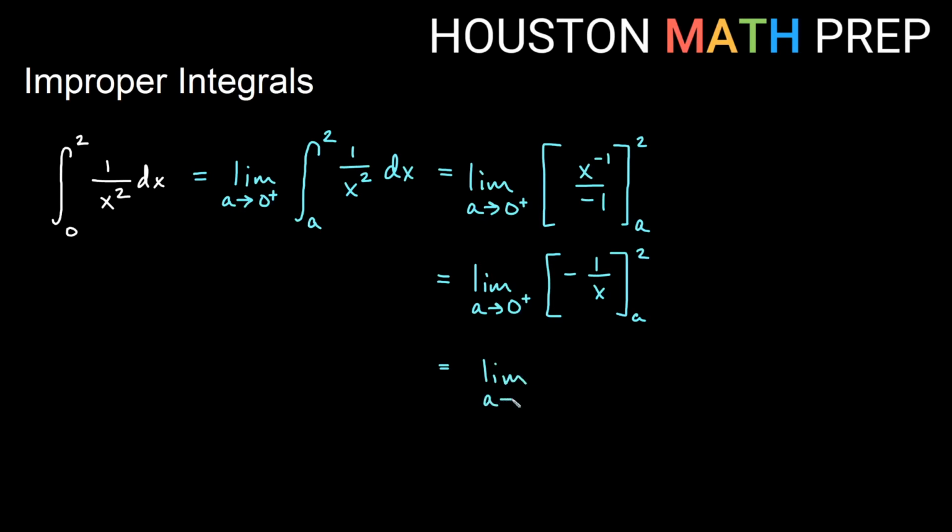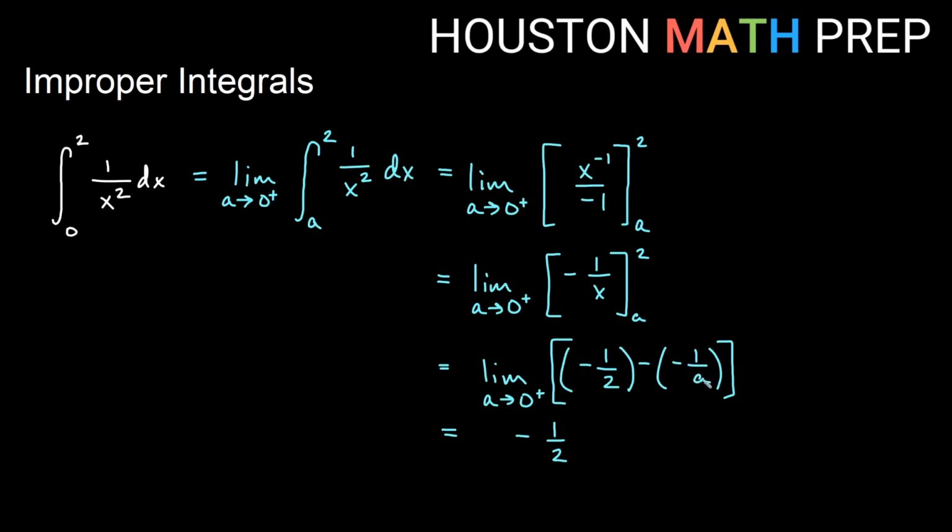So limit as a approaches 0 from the positive side. Plugging in 2 first, we'll have negative 1/2. And then we will have negative 1 over a, so minus negative 1 over a. So thinking about a being a smaller and smaller positive number does not affect the first term. So we would simply have a negative 1/2.